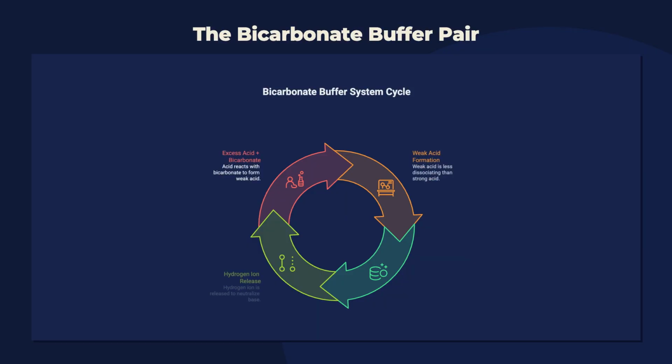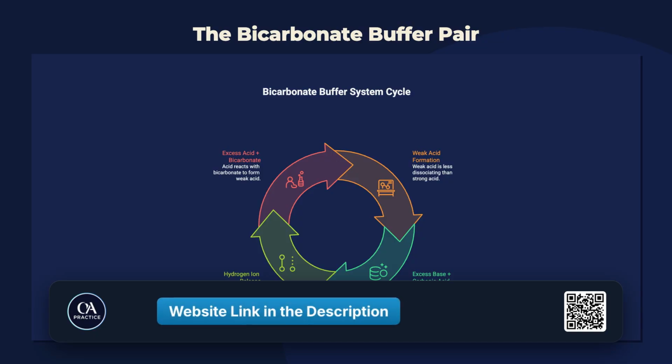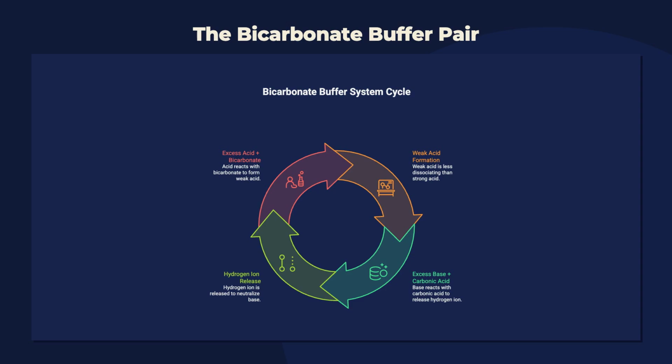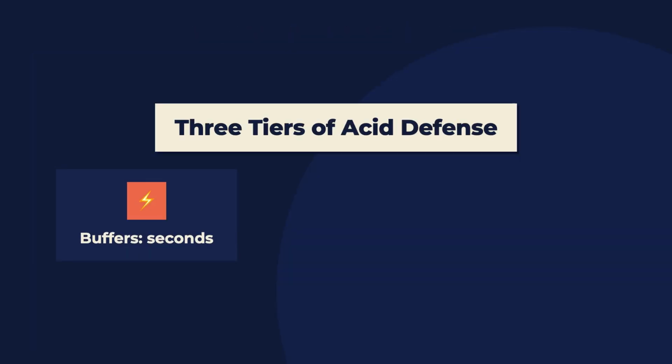The most important blood buffer is the bicarbonate system, a pair of carbonic acid and bicarbonate ion. Excess acid is bound by bicarbonate and converted into a weak acid, while excess base is met by carbonic acid releasing hydrogen ions. And this conversion of strong acids and bases into weak ones is the core mechanism behind all buffering. Buffers alone aren't enough, since they only convert acid into a less damaging form without removing it.